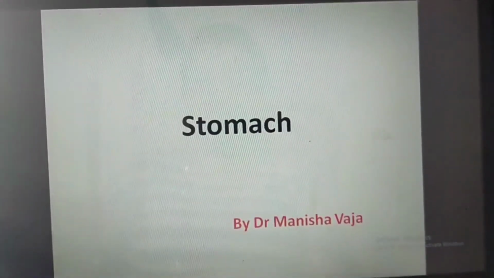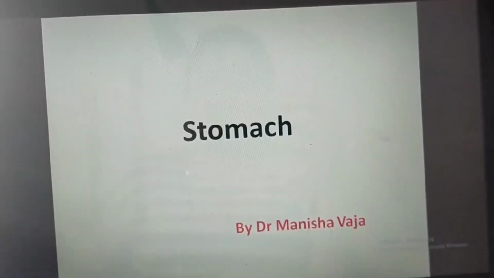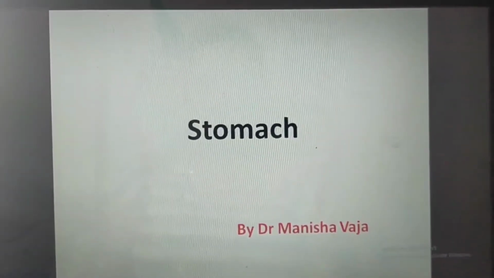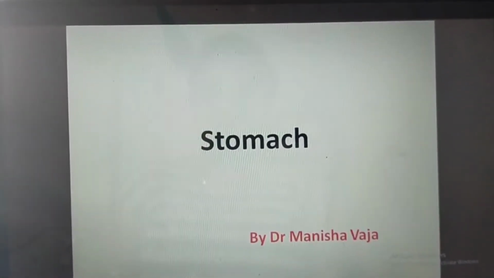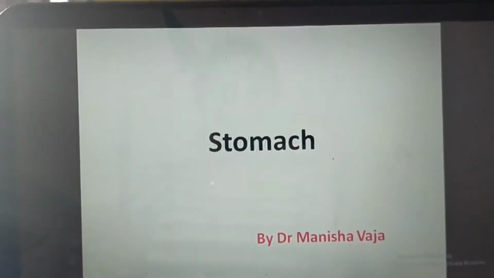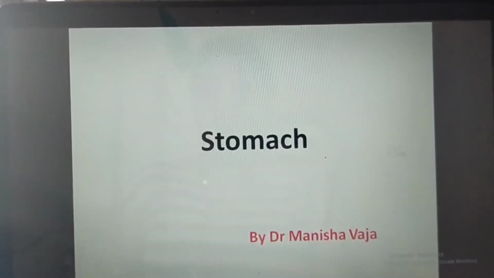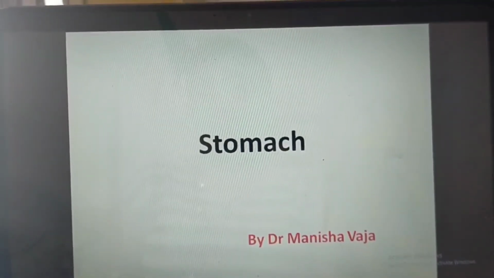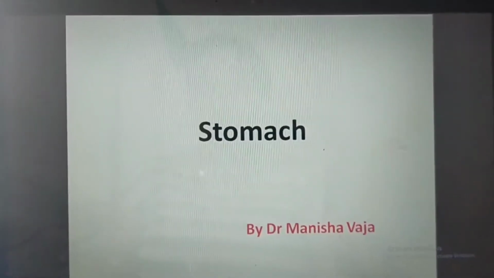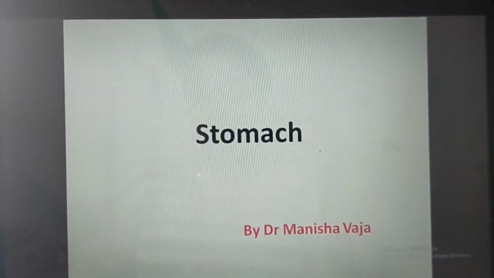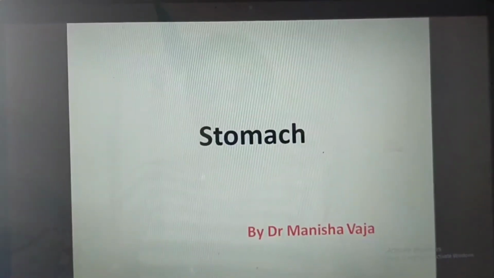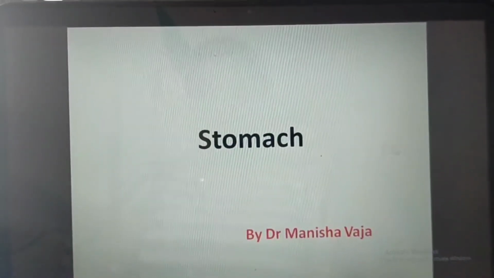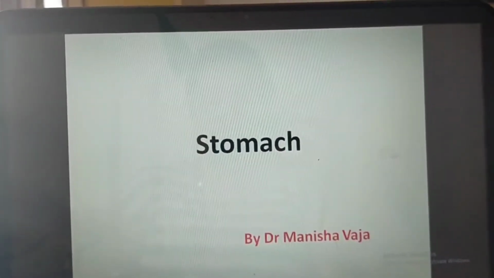Hi everyone. Today we are going to talk about another topic of the digestive system, which is the stomach. This is an important one as it is being asked in exams as a question of 10 marks, 5 marks and 2 marks. If I'm talking about the question of 10 marks, it is digestion in the stomach. You have to describe the digestion in the stomach in 10 marks.